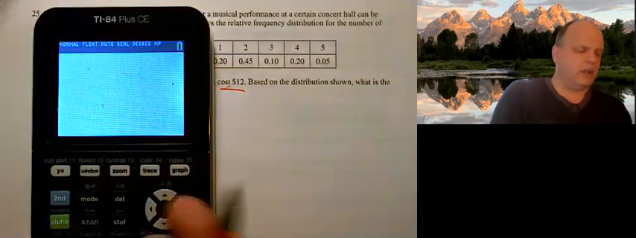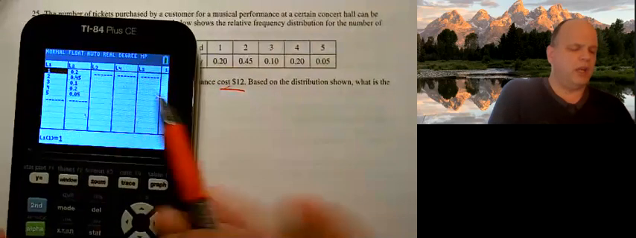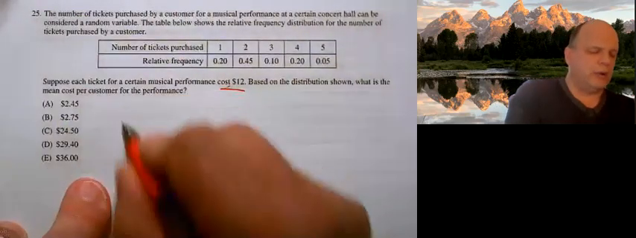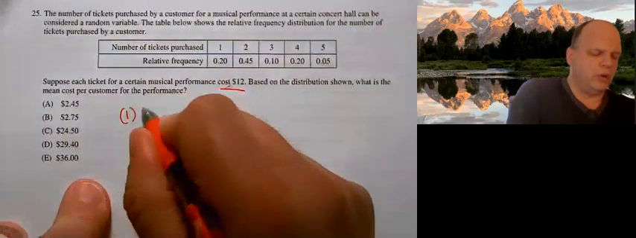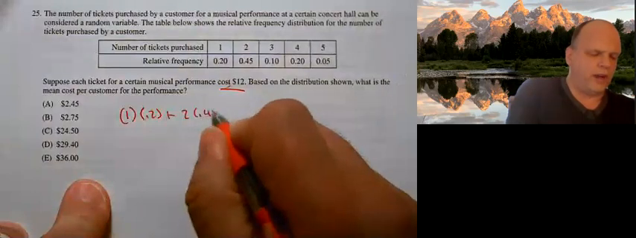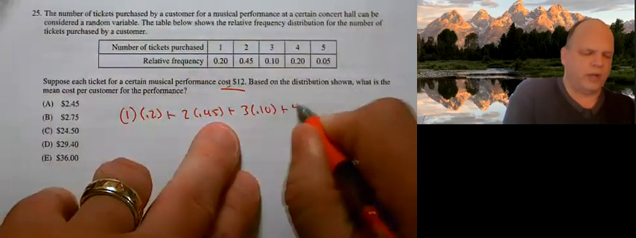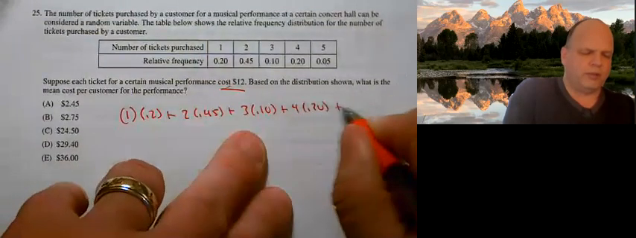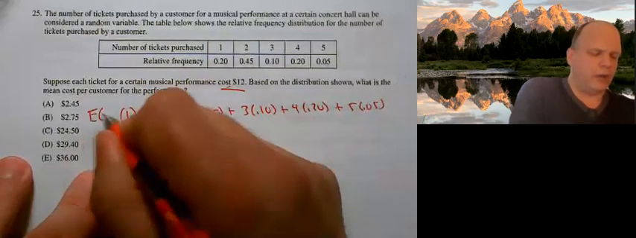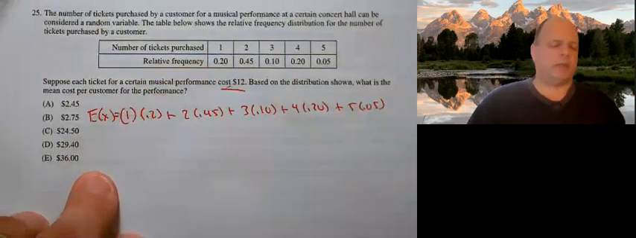So here's what I did. I went ahead and put them in a stat edit, 1, 2, 3, 4, and then I'll put the probabilities here. Because what I'm going to do is I'm going to go 1 times 0.2 plus 2 times 0.45 plus 3 times 0.10 plus 4 times 0.20 plus 5 times 0.05. And this is going to give me my expected value. And this will tell me how many tickets I expect them to buy.